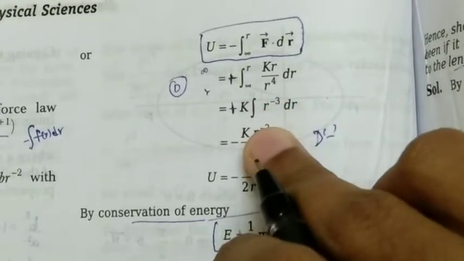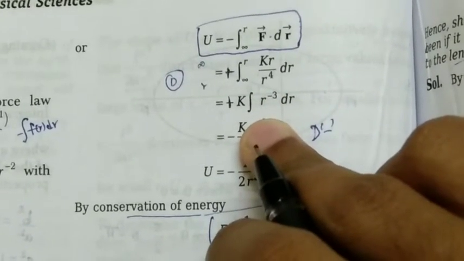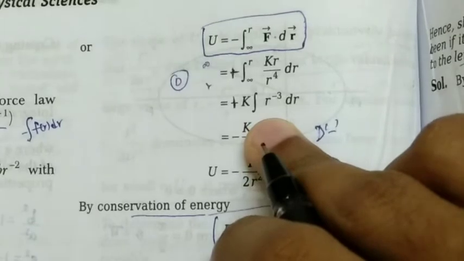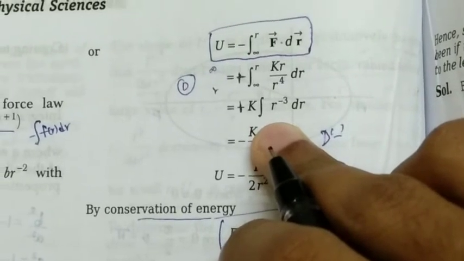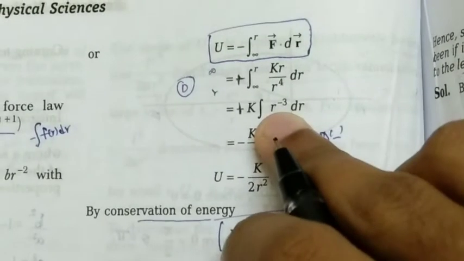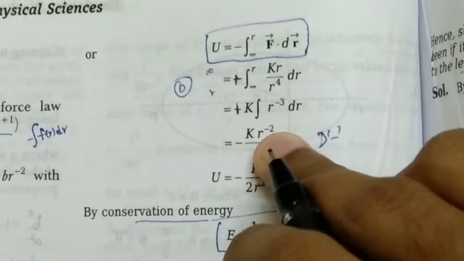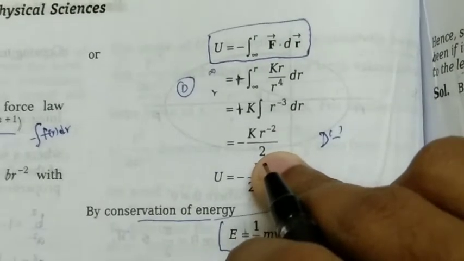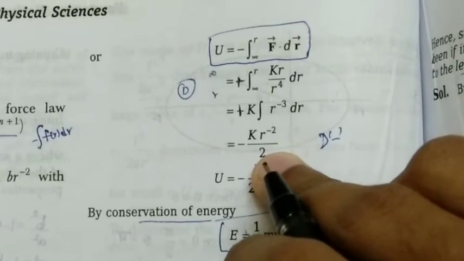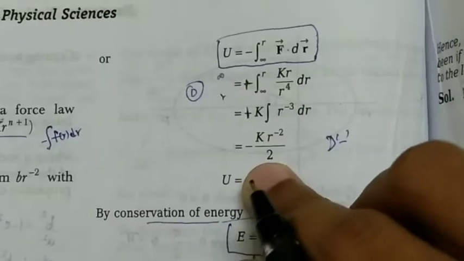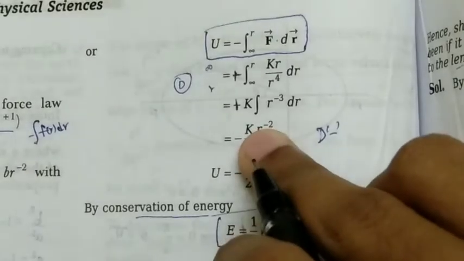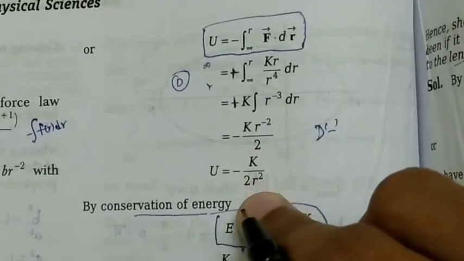So if we do integration, the integral of x power n dx is nothing but x power n plus 1 by n plus 1. So minus 3 plus 1 by minus 3 plus 1, that is nothing but minus 2, and here also minus 2. So you will have this one, and finally this is nothing but minus k by 2r square.